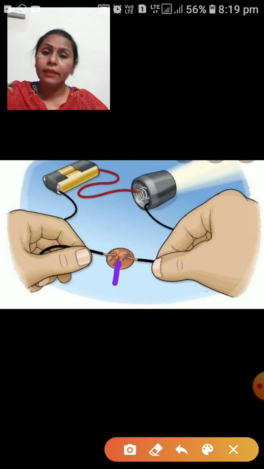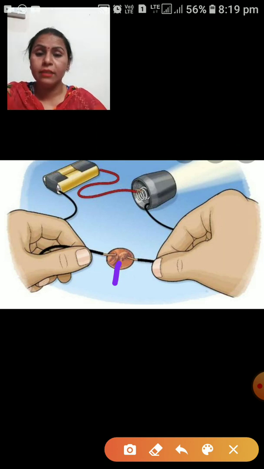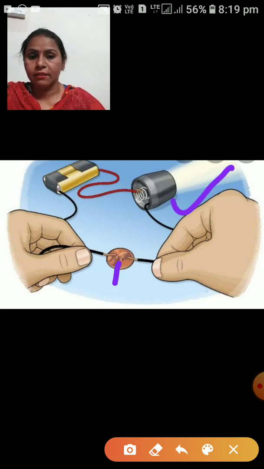On the other hand, if you want to use some different materials, you can use paper, eraser, plastic scale, or cotton. So in this way, if you are using these different materials, then you have to observe by touching which materials you are getting this light.